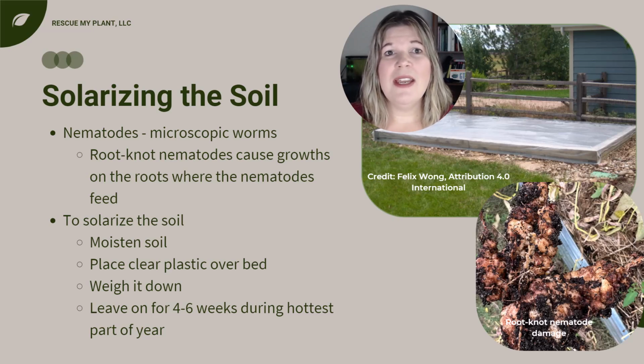You can either remove the plants or sterilize the soil by solarization. To solarize the soil, moisten the soil, then cover the garden bed with clear plastic weighed down with bricks and allow it to sit in the sun for 4 to 6 weeks during the summer. The heat that builds up within will kill any pathogens or nematodes living there.